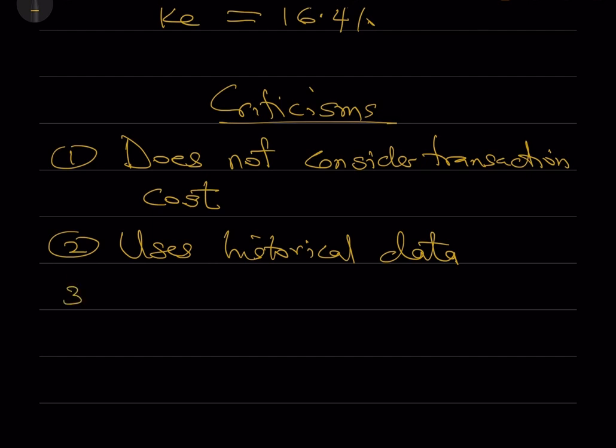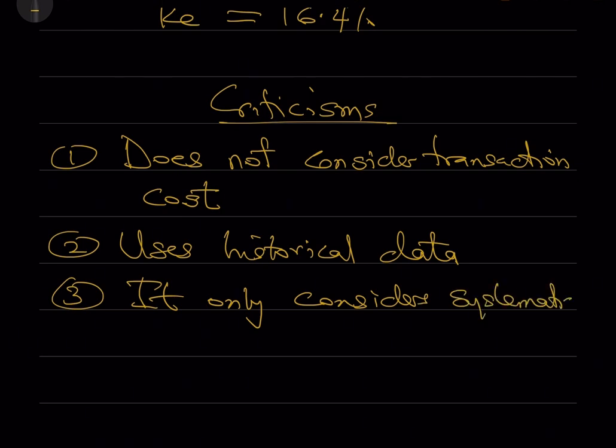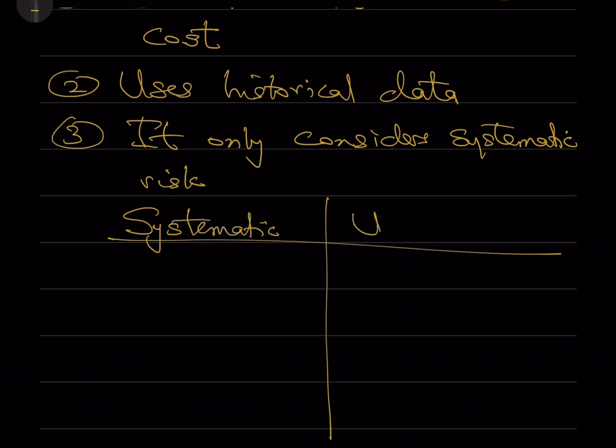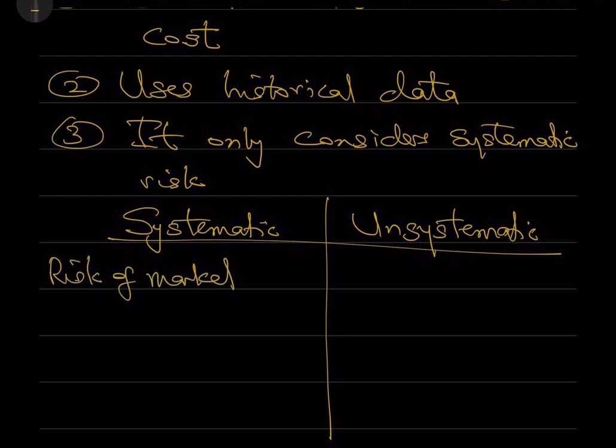The third one is that it considers risk, but it only considers systematic risk. And you might be wondering, what is systematic risk? Let me quickly tell you what this is. There are two types of risk really in the share space. You have systematic risk and what we call unsystematic risk. Systematic risk is the risk of the market in general, not specific to a company.